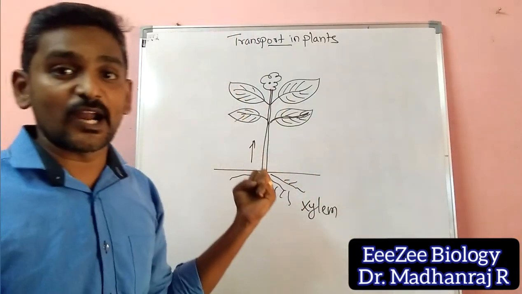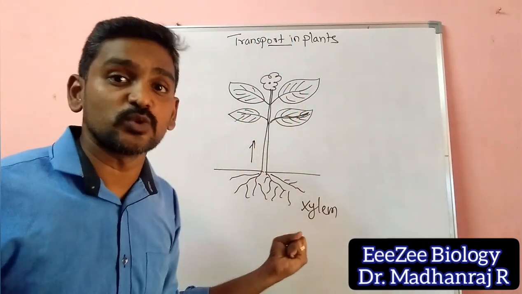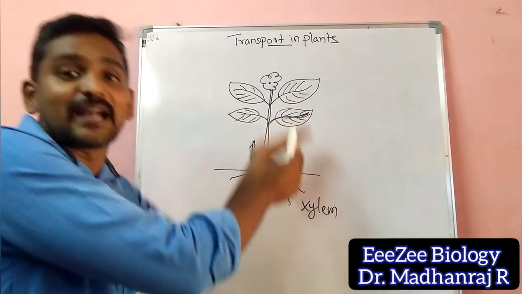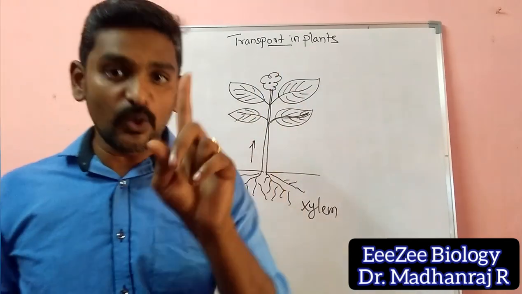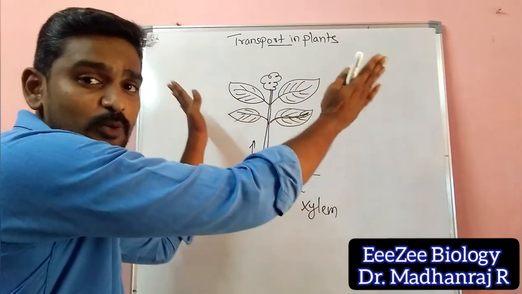From the atmosphere the xylem cannot take water and minerals directly. It can transport only from the bottom, so it is called unidirectional, only one way, and it transports to all the parts.